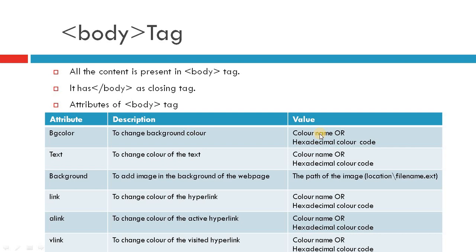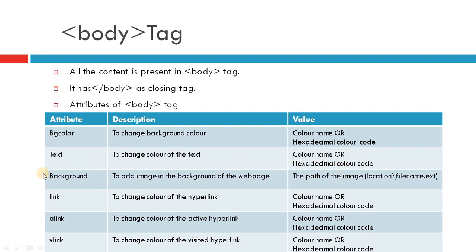The possible values for BG color are color name or hexadecimal code. Now color names will be red, yellow, green, different colors which are supported by HTML. And hexadecimal color codes we are going to see in a while. Next attribute is text attribute. The text attribute is used to change the color of the text. The text on the web page, the color of that can be changed using text attribute of body tag. The possible values for text attribute are color name or hexadecimal code.